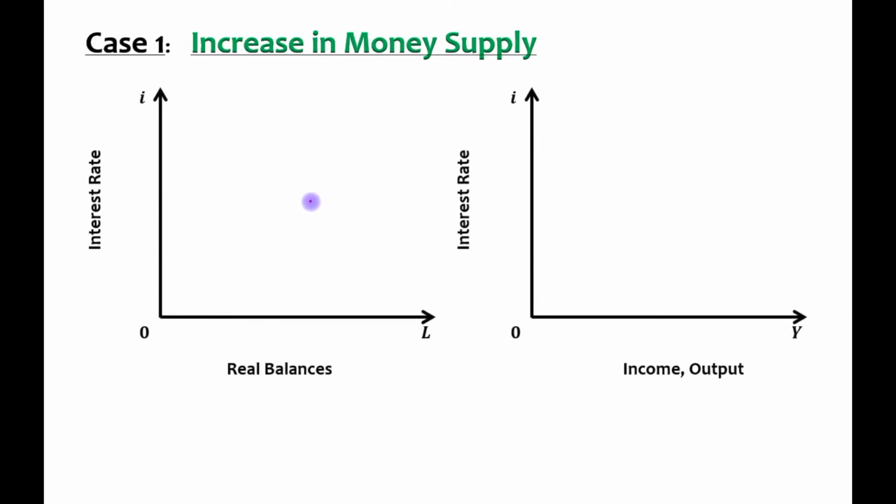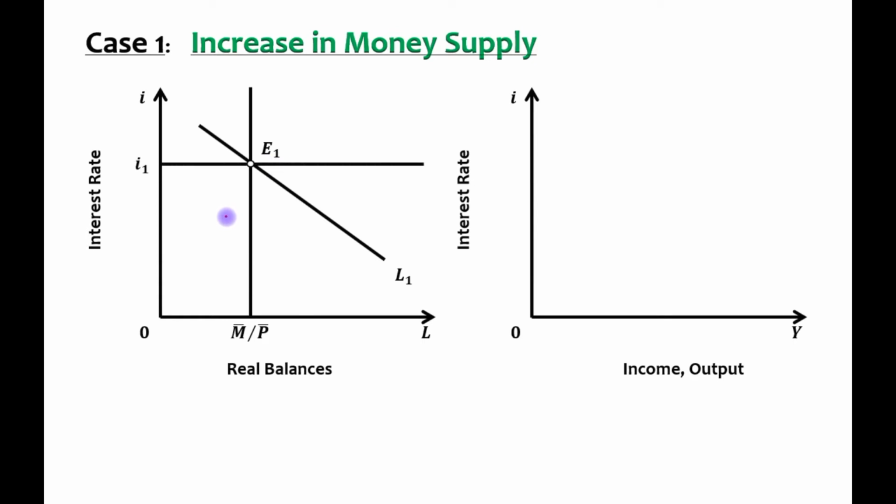Here we have two panels, the left panel and the right panel. This is the demand for real balance schedule named as L1 and it is real money supply. This is the initial equilibrium point named as E1 and the initial equilibrium interest rate is OI1. We have shown these combinations in the right panel as well. OY1 is the initial equilibrium level of output at interest rate OI1. This is the initial LM schedule.